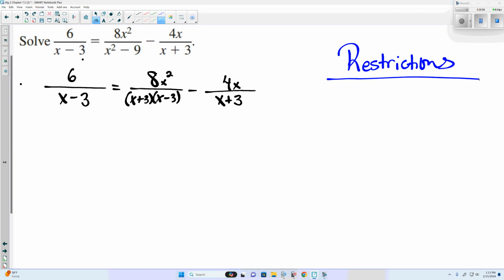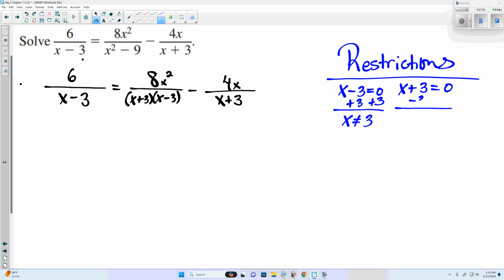Restrictions. So x minus 3 and x plus 3, and yes, we will get there. Now, even though they do show up more than once, we only need to list the restriction once. Here, we can add 3 to both sides, telling us if x is 3, we do get a denominator of 0, so x cannot be 3.